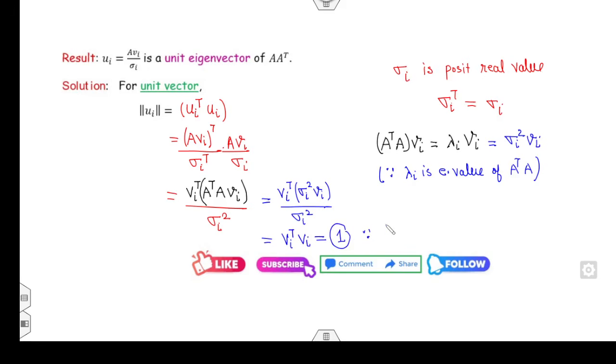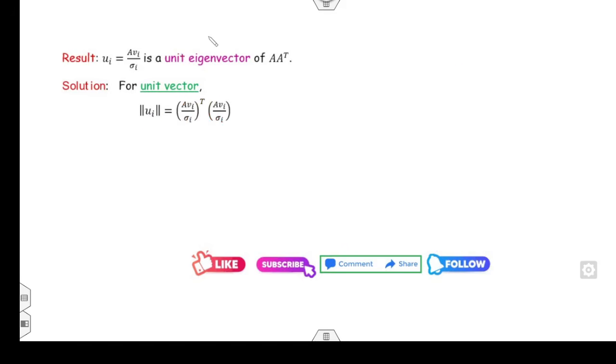Why? Because vi's are my orthonormal basis. Once they are orthonormal, what does it mean? The norm of vi is 1. So therefore, the norm of ui is 1. Hence, the ui's are the unit eigenvectors of A A transpose.